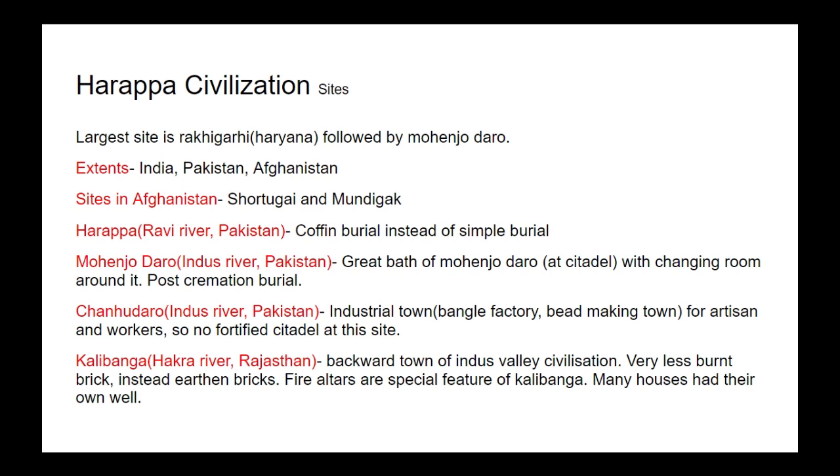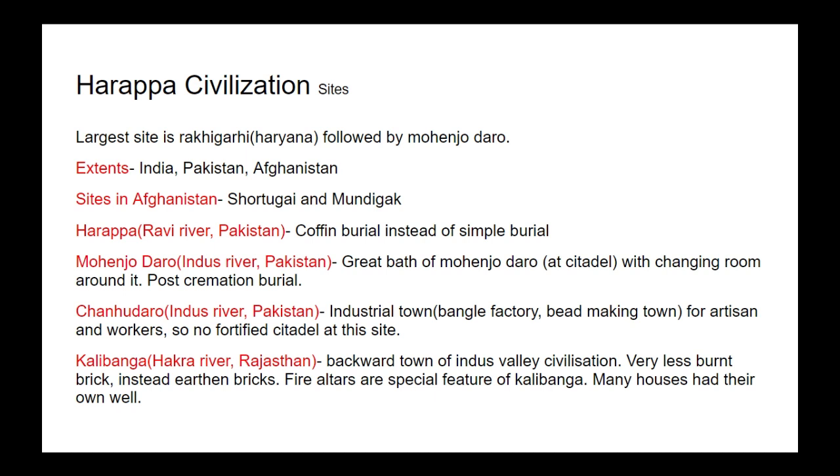At most sites we have seen common characteristics, but at a few sites we found some different characteristics. So I listed those sites and the different characteristics they have. First, the Harappa site along the Ravi River in Pakistan. At all sites we find burial practice, but only in Harappa we find burial in a coffin. In Harappa, the dead were buried in a wooden coffin.